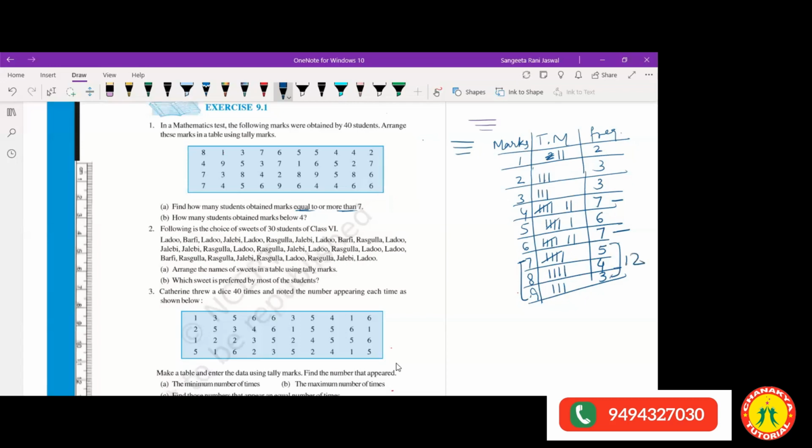Then next is how many students obtained marks below 4? Ma'am, 8. Is this 8? Below 4. Okay, not 4, below 4, excluding 4. Okay, great. Now we'll do one question of pictograph.